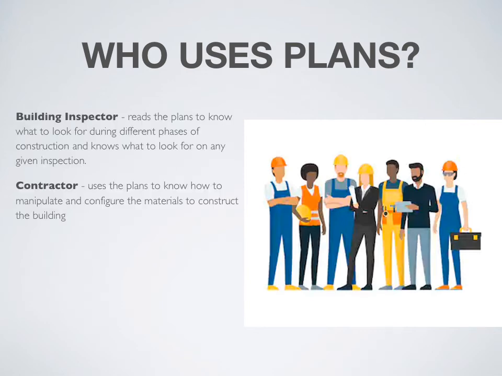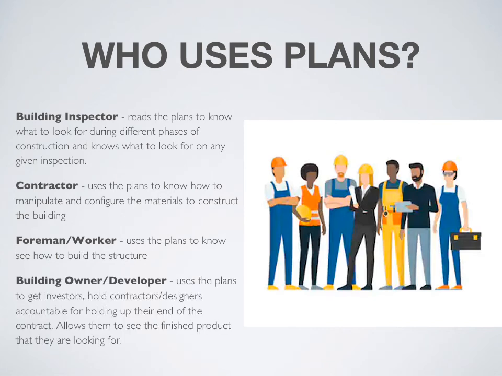The building inspector reads the plans to know what to look for during different phases of construction, and knows what to look for at any given inspection. The contractor, foreman, and worker all use the plans to know how to manipulate and configure the materials to construct the building. And the building owner and developer uses the plans to get investors, hold contractors and designers accountable for holding up their end of the contract, and to see the finished product that they are looking for.